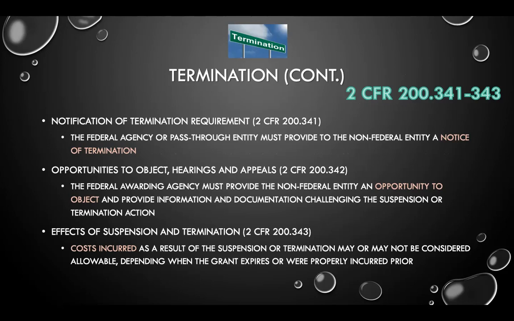Notification of termination requirement is described in 2 CFR 200.341. The federal agency or pass-through entity must provide to the non-federal entity a notice of termination. Opportunities to object, hearings, and appeals are described in Section 200.342. The federal awarding agency must provide the non-federal entity an opportunity to object and provide information and documentation challenging the suspension or termination action.